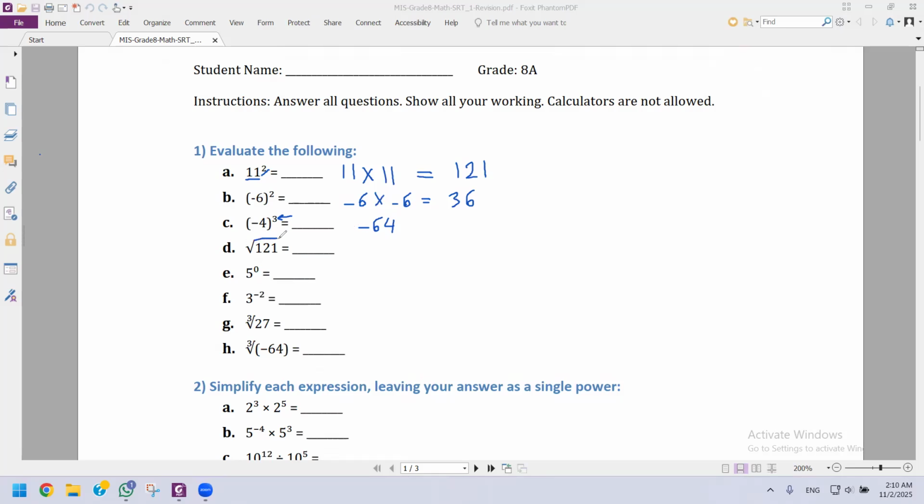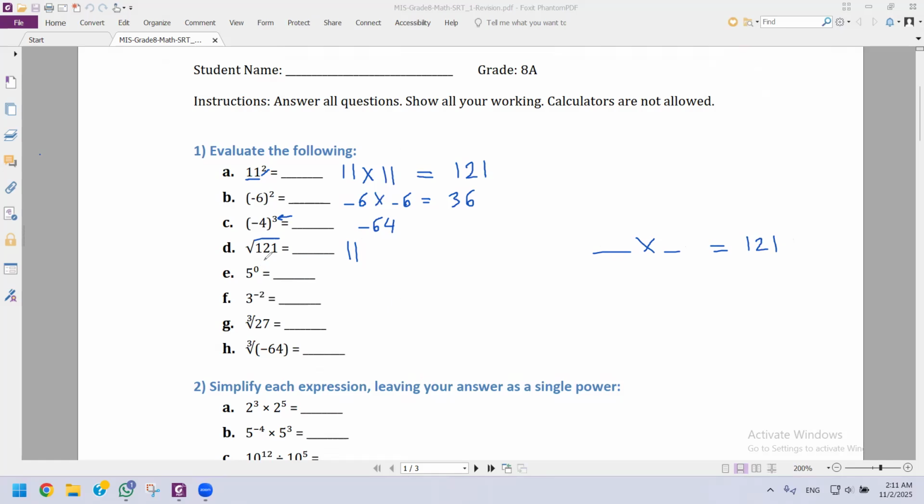Now, square root of 121. Okay, square root is the opposite idea of power 2. So when I had 11 to the power of 2, we said 11 times 11. Now the opposite idea. Now I have 121. So I say, which number, if I times it by itself, I will get 121. So we already did it, which is 11. So the square root of 121 is 11, because 11 times 11 is 121.